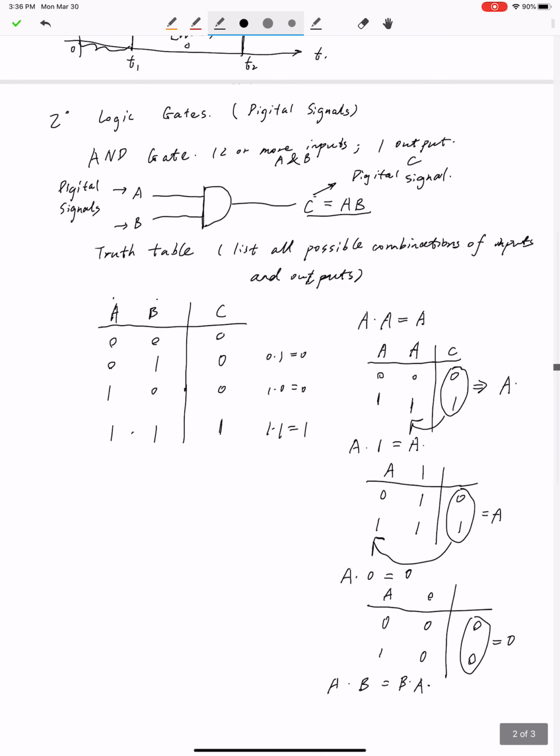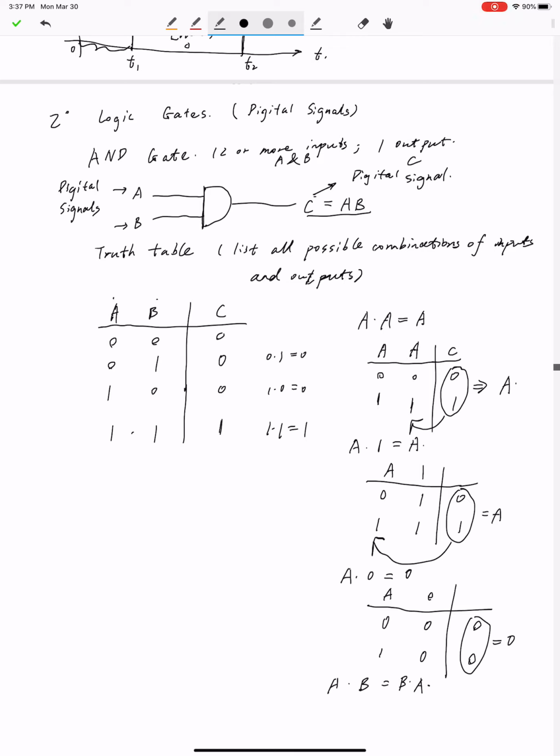And the next topic I want to introduce is logical gates. Logical gates run with digital signals, right? In today's class, I will introduce 3 basic types of logical gates. The first one is the AND gate. For the AND gate, it has 2 or more inputs, and it has 1 output. We can use letters A and B to represent 2 inputs, and use letter C to represent the output.